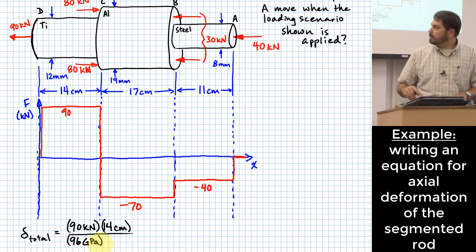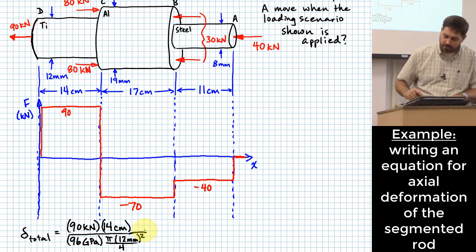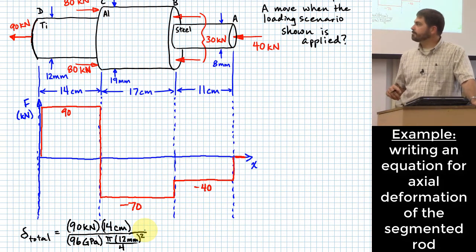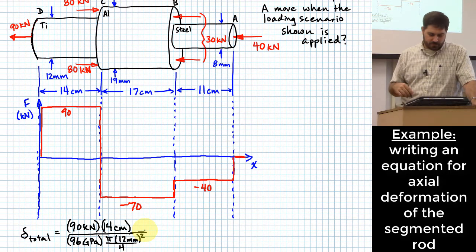Okay. What next? Area is going to be based on pi times, what's the diameter of that segment? Okay, the radius would be 6 millimeters, the diameter is 12 millimeters. Yeah, you can do it either way, but I was planning on doing diameter there. And that would be squared, right? 12 millimeters squared over 4. Okay? Awesome. That's how much segment CD contributes to the overall movement of point A. What about BC?